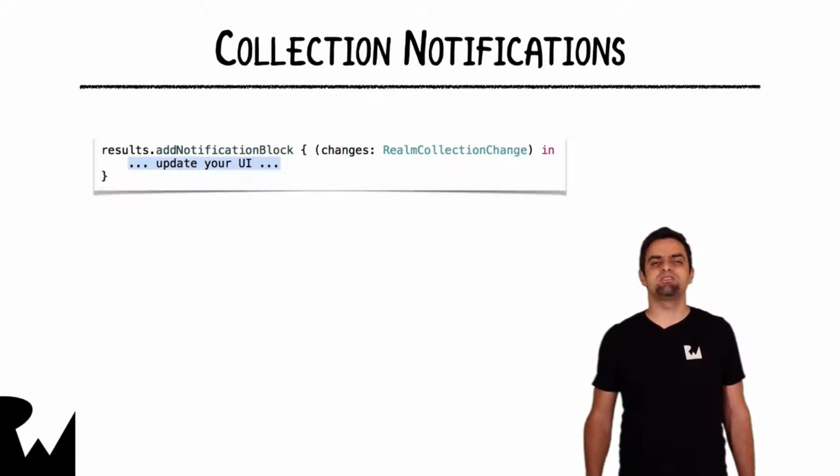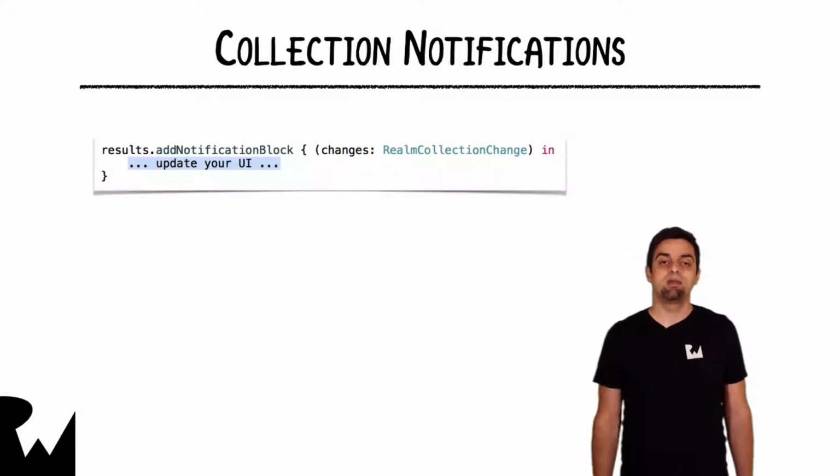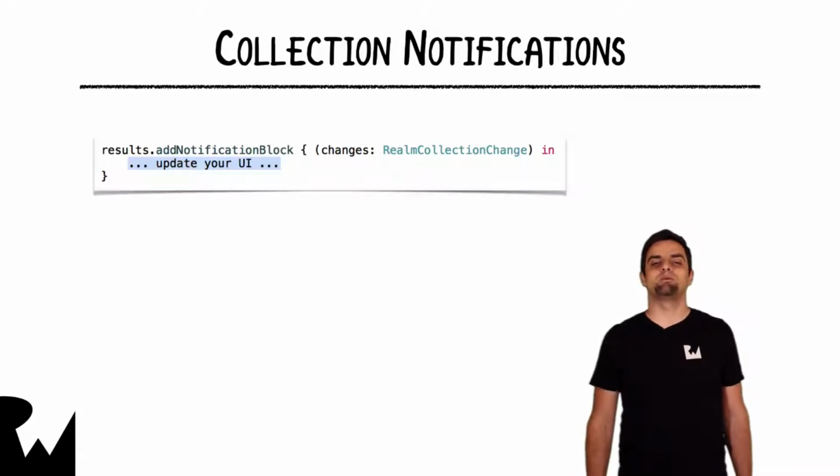It works pretty much the same way for list as well. The method is addNotificationBlock and it's executed each time one of the objects in the list changes, you add a new object or remove one from the list. The closure gets a single parameter, which can be one of these three enum cases.